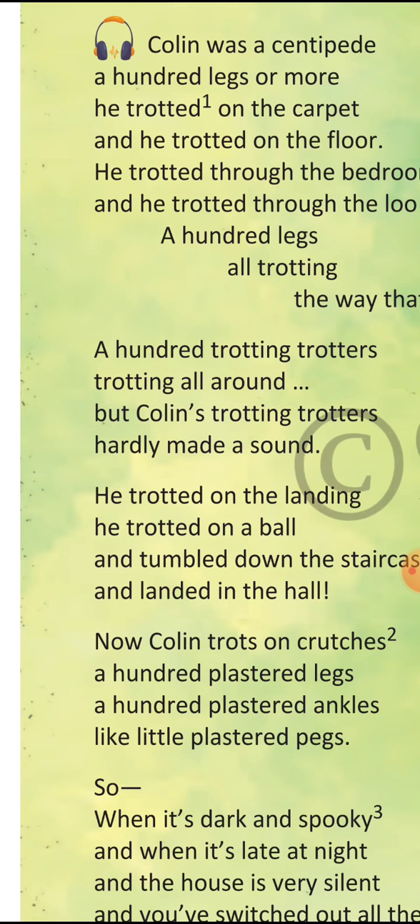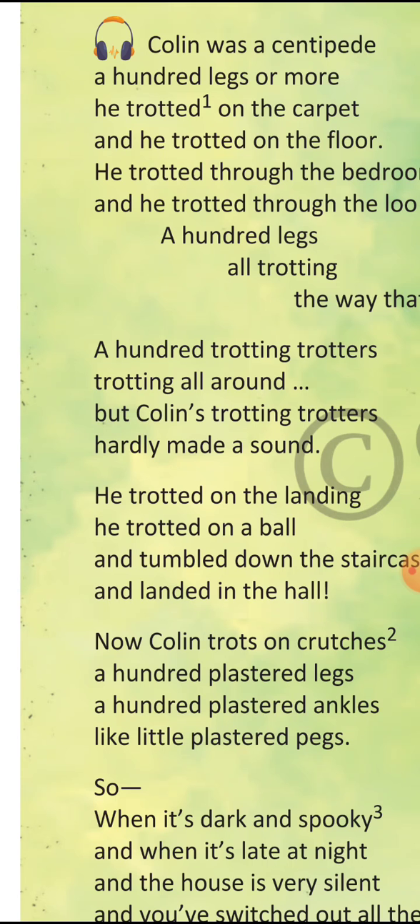He trotted on the landing, he trotted on a ball, and tumbled down the staircase and landed in the hall. He trotted means he moved. He means who? Colin, that is the centipede. He trotted on the landing, that is, he is moving on the land, and he trotted on a ball. He moved on a ball also, and tumbled down the staircase and rolled down. Tumble means what? To roll down. Where? On the staircase, and landed in the hall.